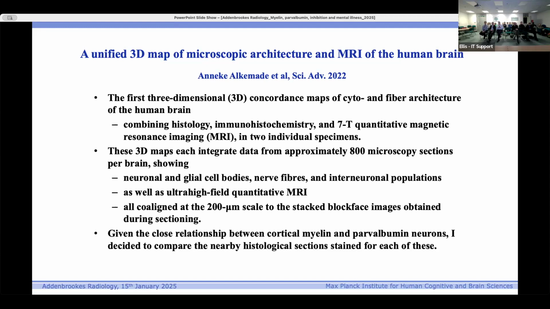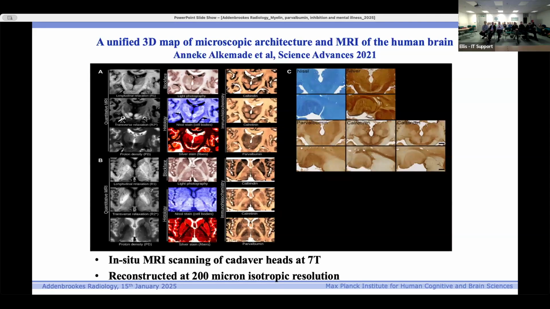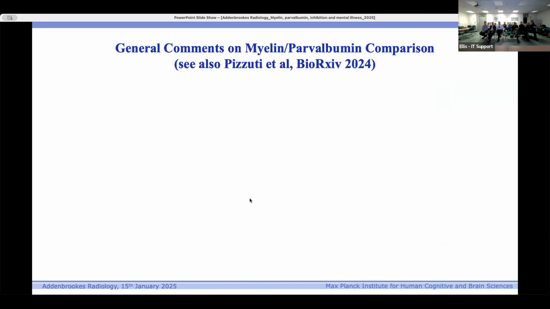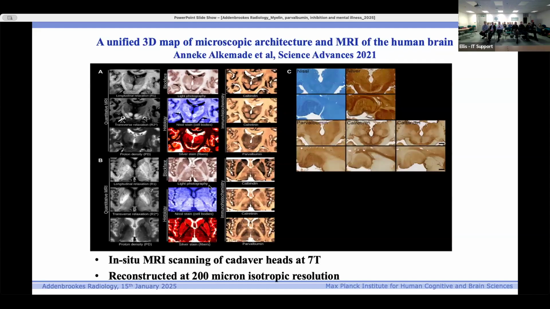I particularly got interested in the cortical myelin and parvalbumin maps. So I've been preparing the histological sections stained for each of these. That's a sort of generalized picture. You can see on here that they've stained for calbindin, calretinin, parvalbumin. There's a silver stain, that's for myelin, a nickel stain for cell bodies. And they've been able to line these all up.